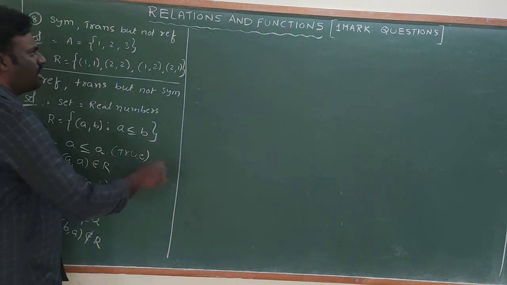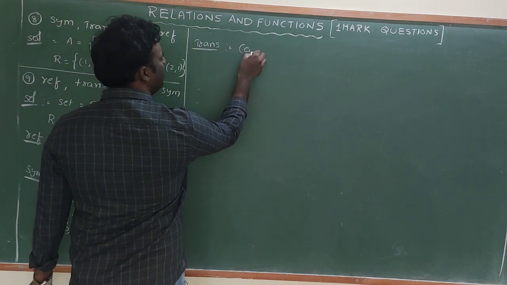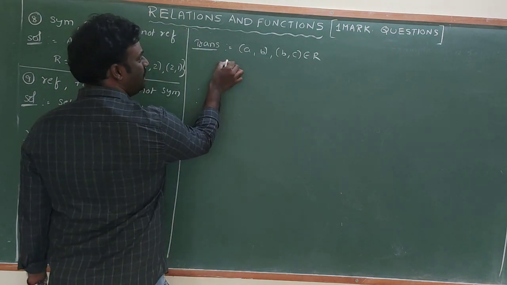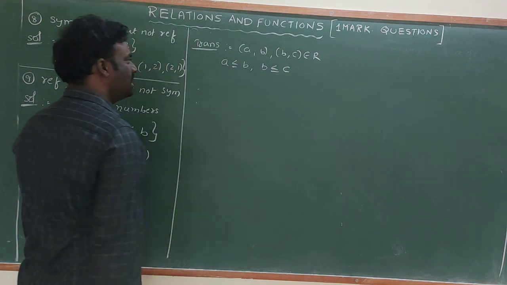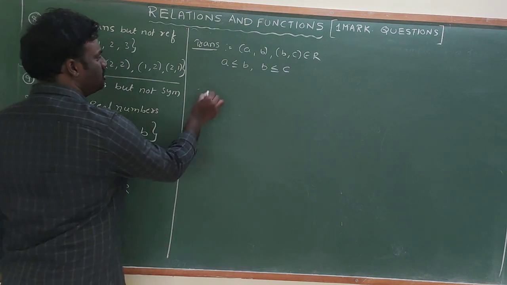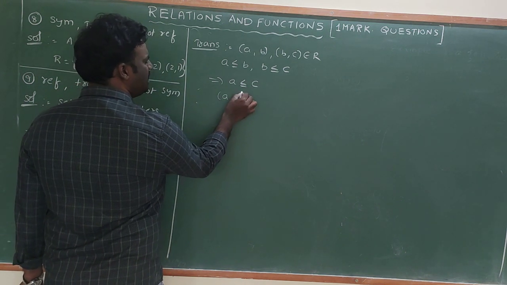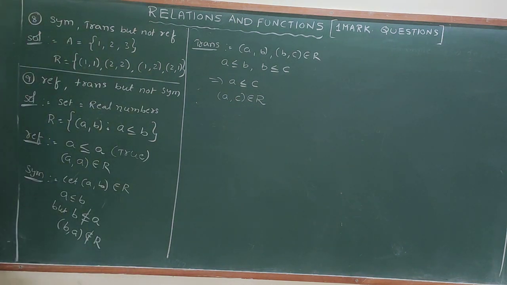Is it transitive or not? We will check. To check the transitive relation, we need to take (A, B) and (B, C) belonging to R. (A, B) means A is less than or equal to B, and (B, C) means B is less than or equal to C. From these two, we can write A is less than or equal to C. A less than or equal to C means (A, C) belongs to R, so R is transitive. So this is an example of a relation which is reflexive and transitive but not symmetric.